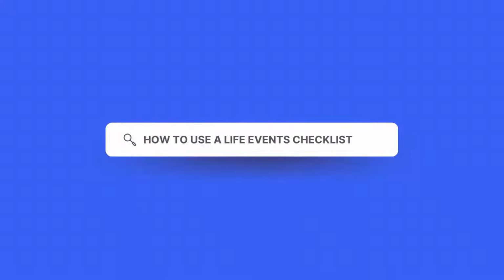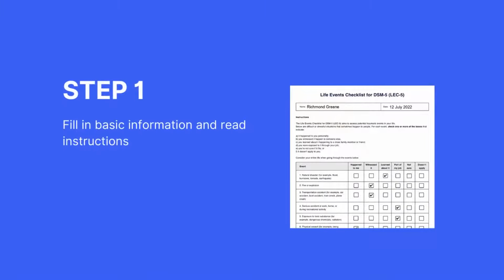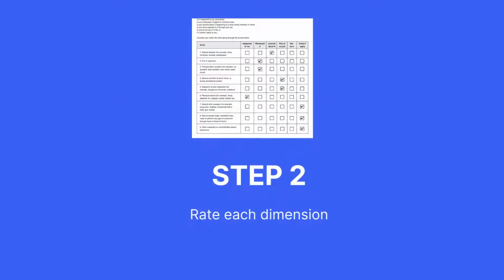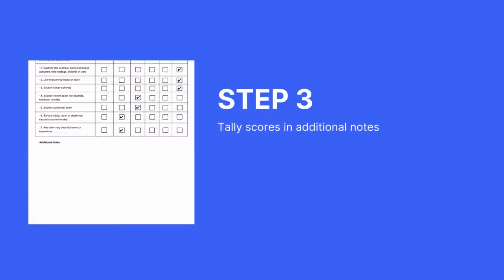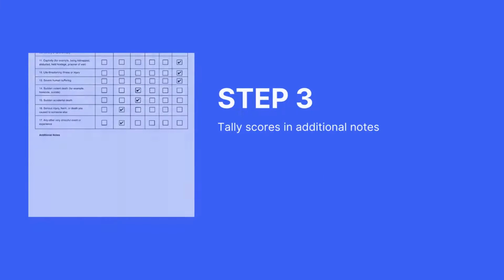Here's how to use a life events checklist. The first step is to fill out the information at the top and read the instructions. You'll then need to rate each statement on the scale included. Tally up results within the additional notes section to close.